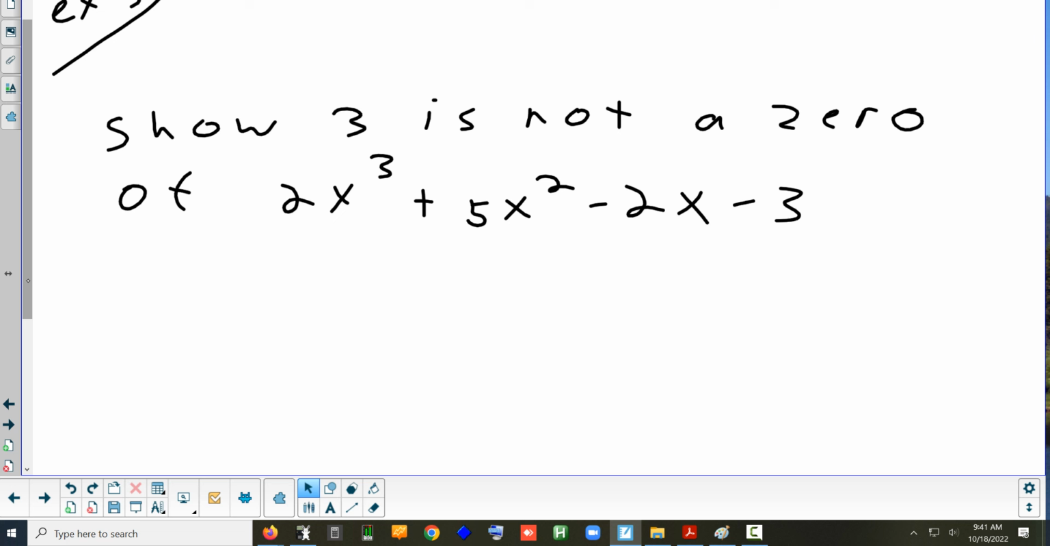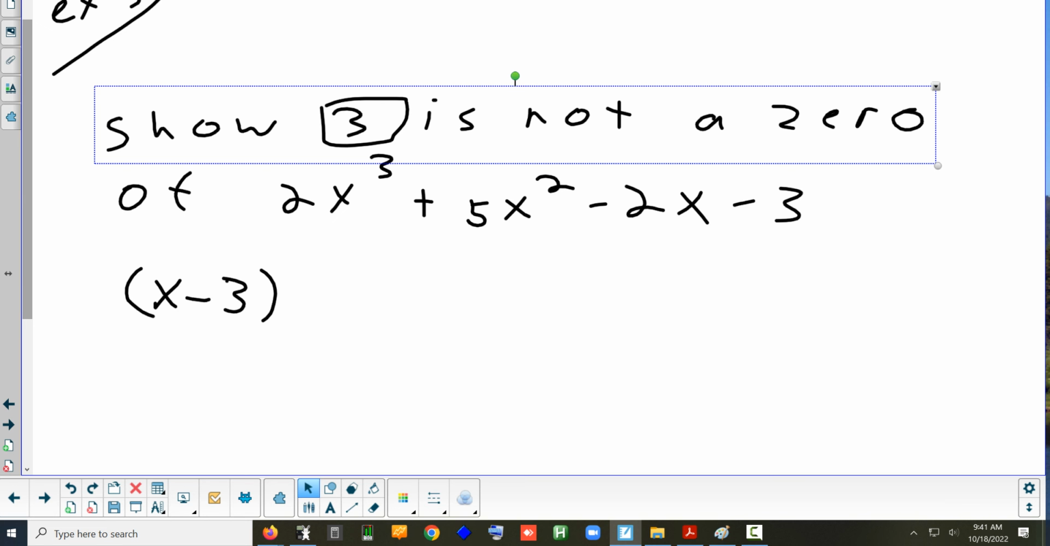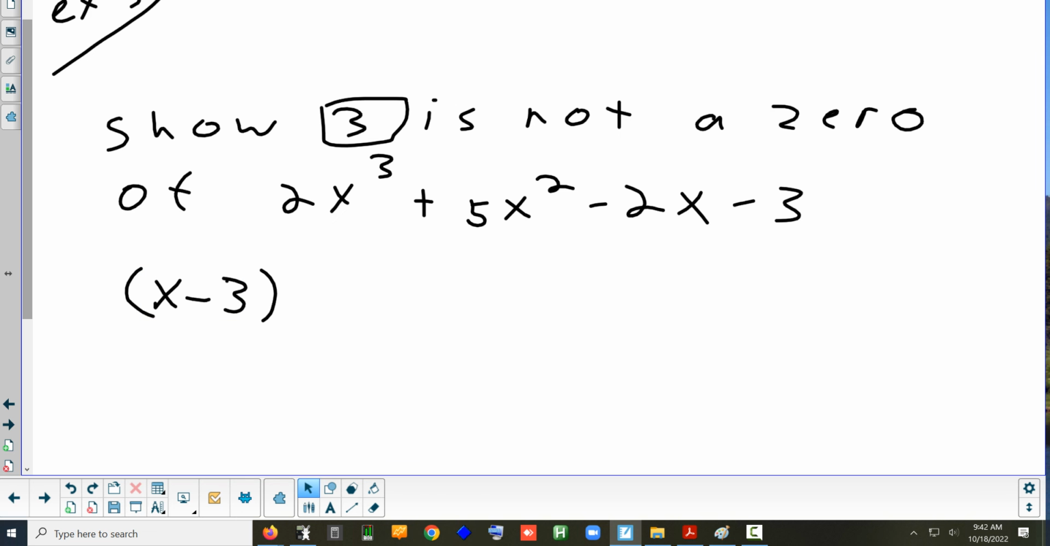Okay. So we want to show that 3 is not a 0. We want to show that 3 is not a root. We want to show that 3 is not an x-intercept. We want to show that what is not a factor? X minus 3. We want to prove that if you plug 3 into this, you don't get 0.